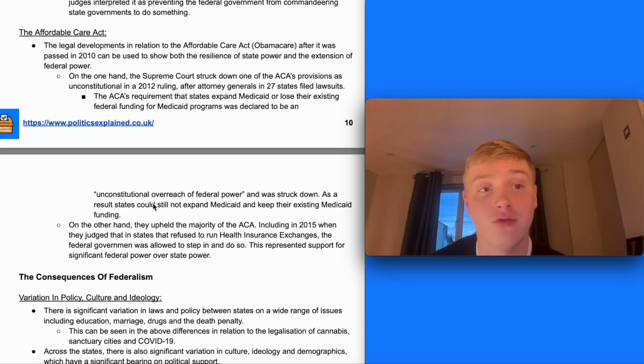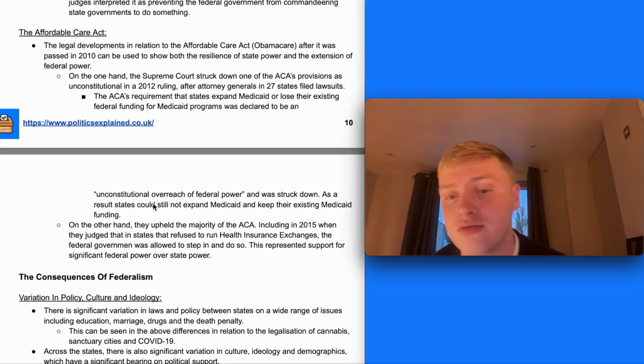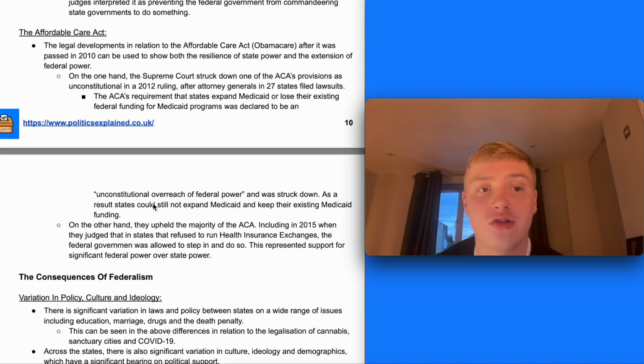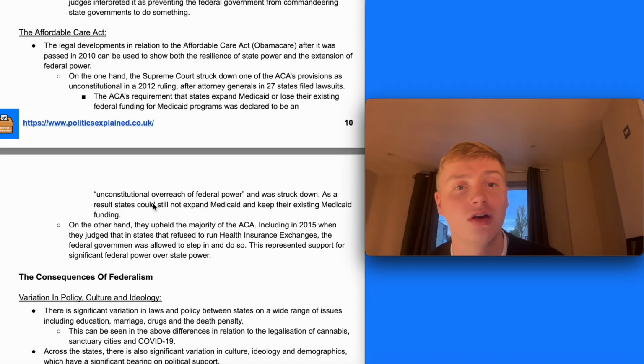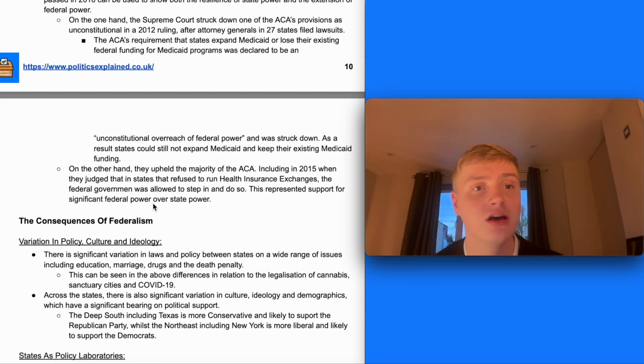The final key example is the Affordable Care Act. In particular, it's the legal development in relation to it and its relationship to the Supreme Court after it was passed in 2010. And this can be used to show both the resilience of state power and the extension of federal power. So on the one hand, the Supreme Court struck down one of the Affordable Care Act's provisions as unconstitutional in its 2012 ruling, after attorney generals in 27 states filed lawsuits. So it's actually the states who were challenging the policy themselves.